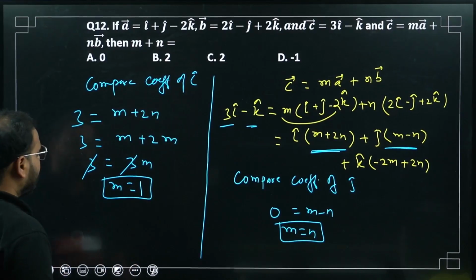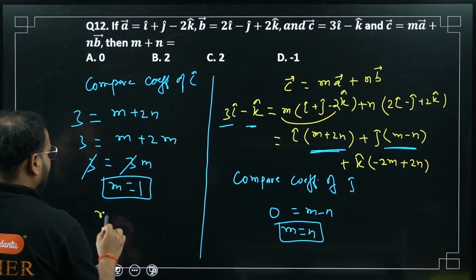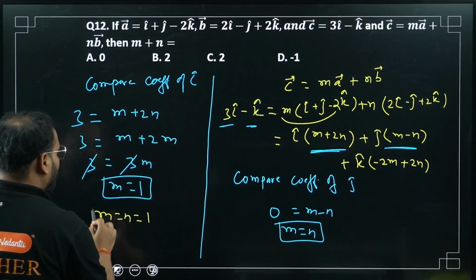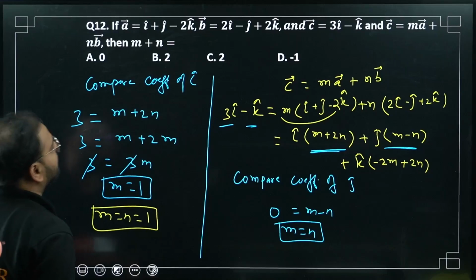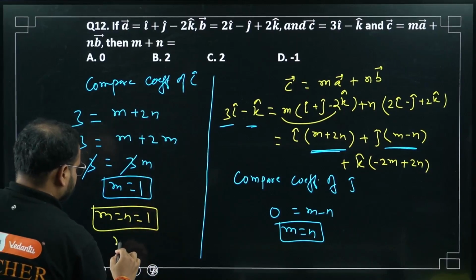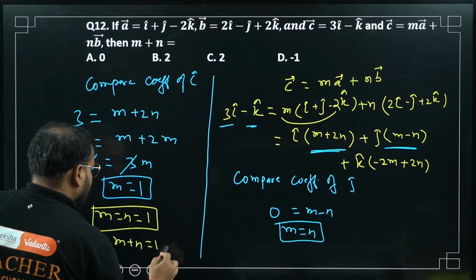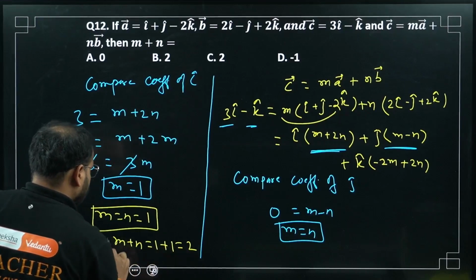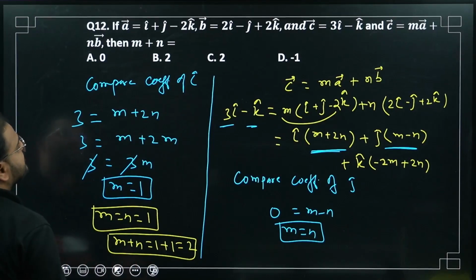Now have a look. If m is 1, what is n? M equals n equals 1. What are they asking? M plus n. So 1 plus 1, how much is that? 2. It is 2.